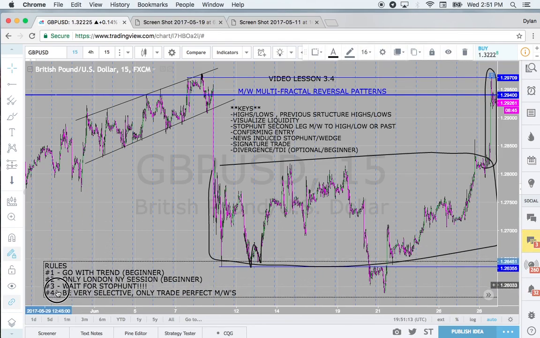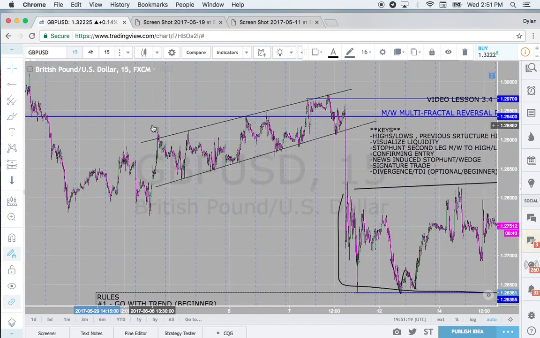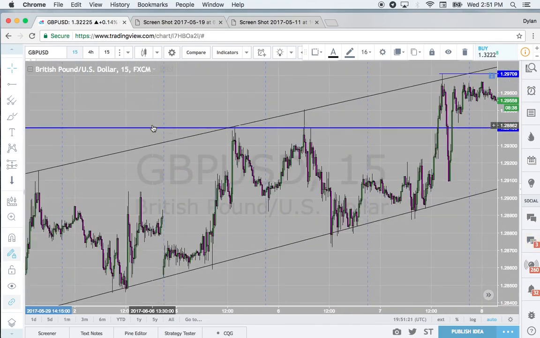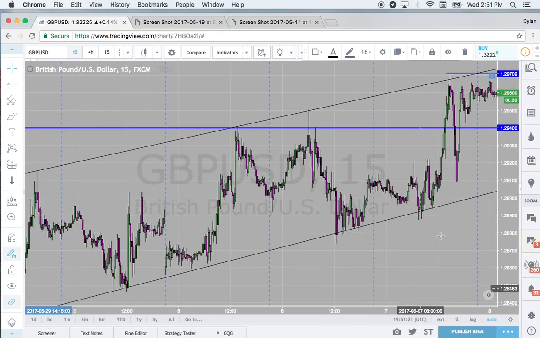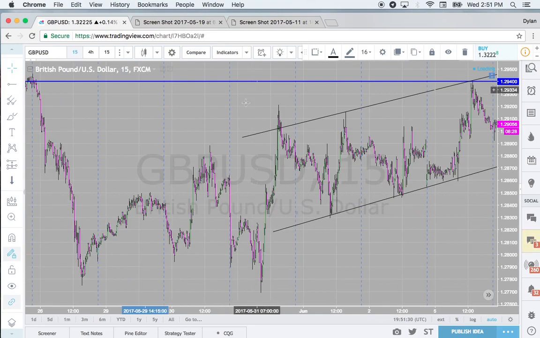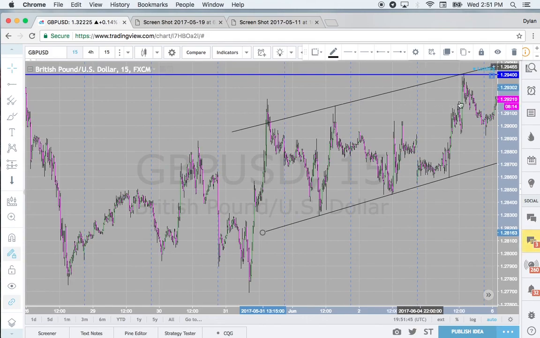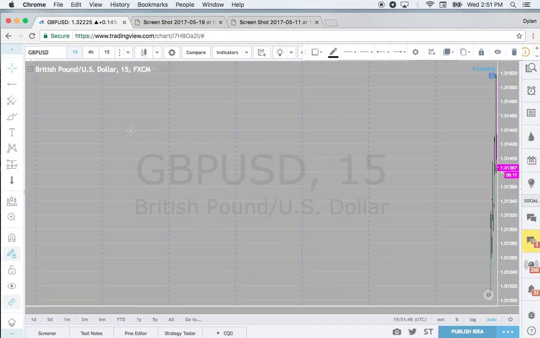So, rule number 3, wait for the stop hunt. The second leg to the high. So, let's take GBP USD for example. Let's say you are trading GBP USD and you have these trend lines graphed out. It's jumping up and down in this trend. First of all, what are retail traders?